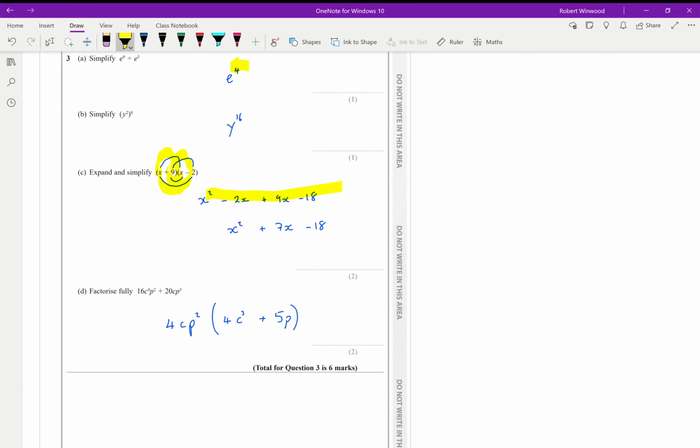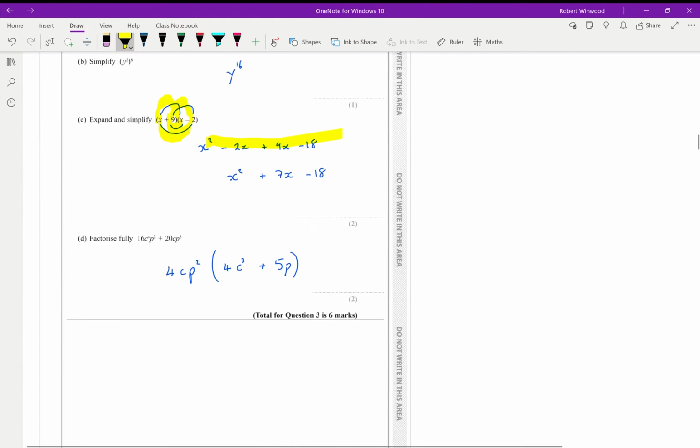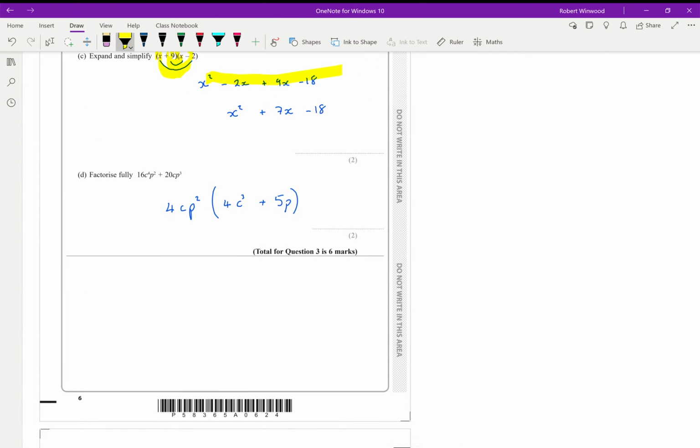Factorise fully, that means take as much outside of the bracket as is possible. What's the biggest thing that divides into 16 and also divides into 20? Well, that's a 4. What's the biggest thing that divides into c to the 4 and also divides into c? So that's just 1c. And the biggest thing that divides into p squared and also divides into p cubed is a p squared.